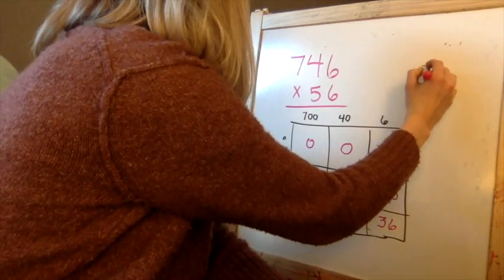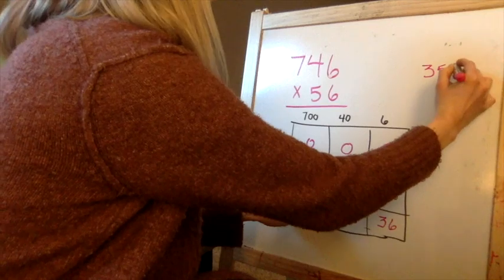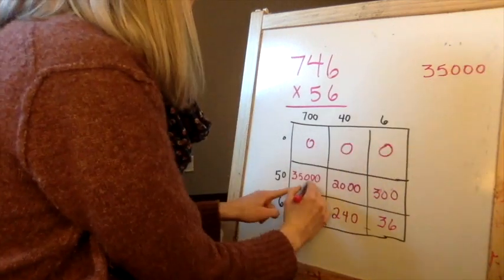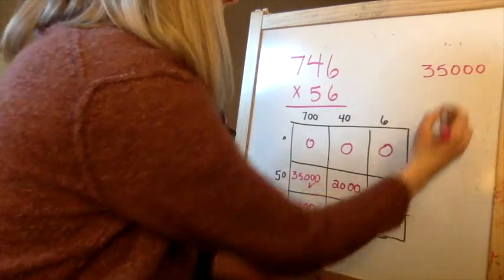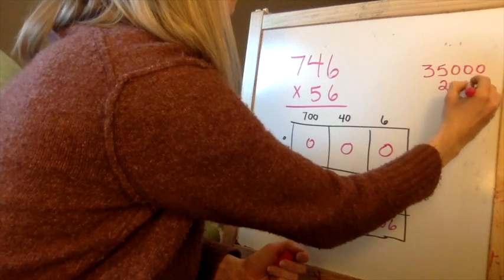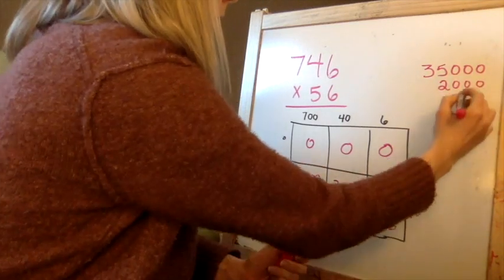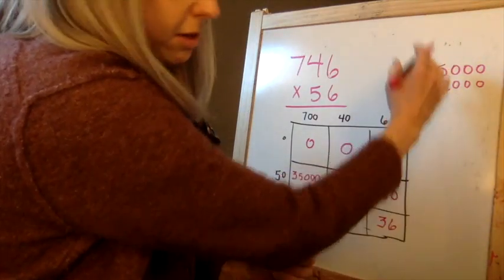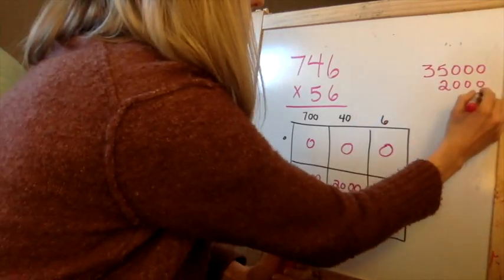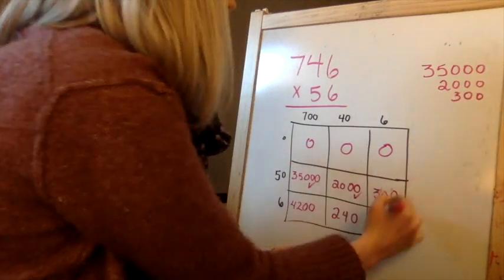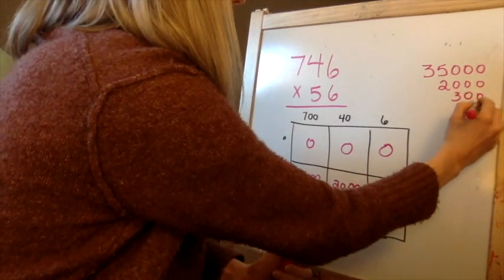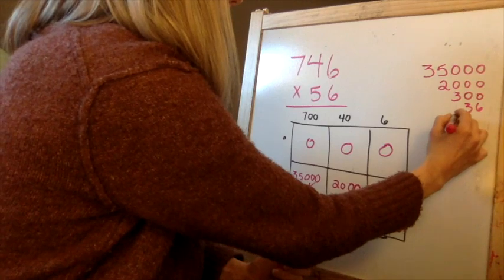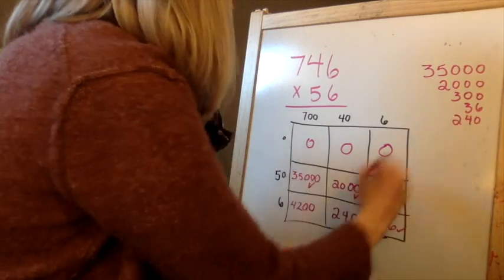So I have 35,000. Maybe just put a check mark so you know you've added the number. I have 2,000. Remember, my rule for this, you keep your tens and ones and all your place values in a line so you don't get confused. I have 300. I have 36. 240.